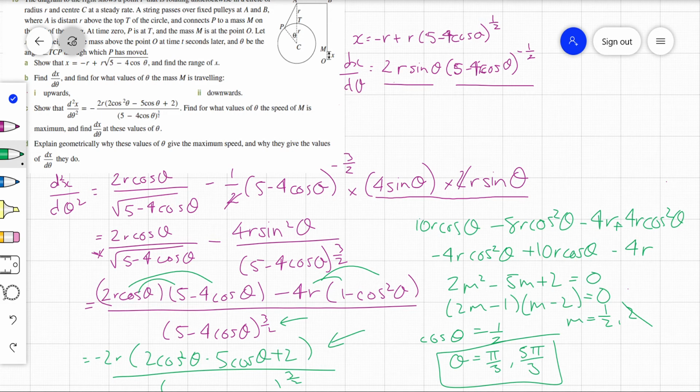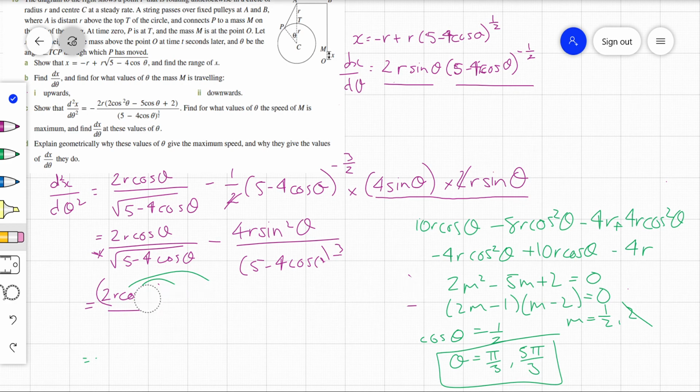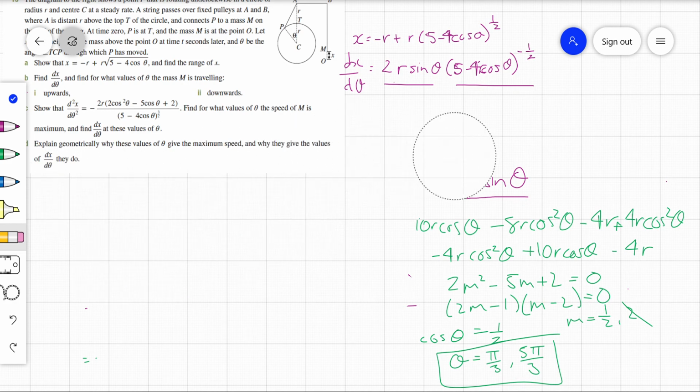So if I do, I need this room. If I do a bit of a table, so hopefully you've got that written down somewhere.